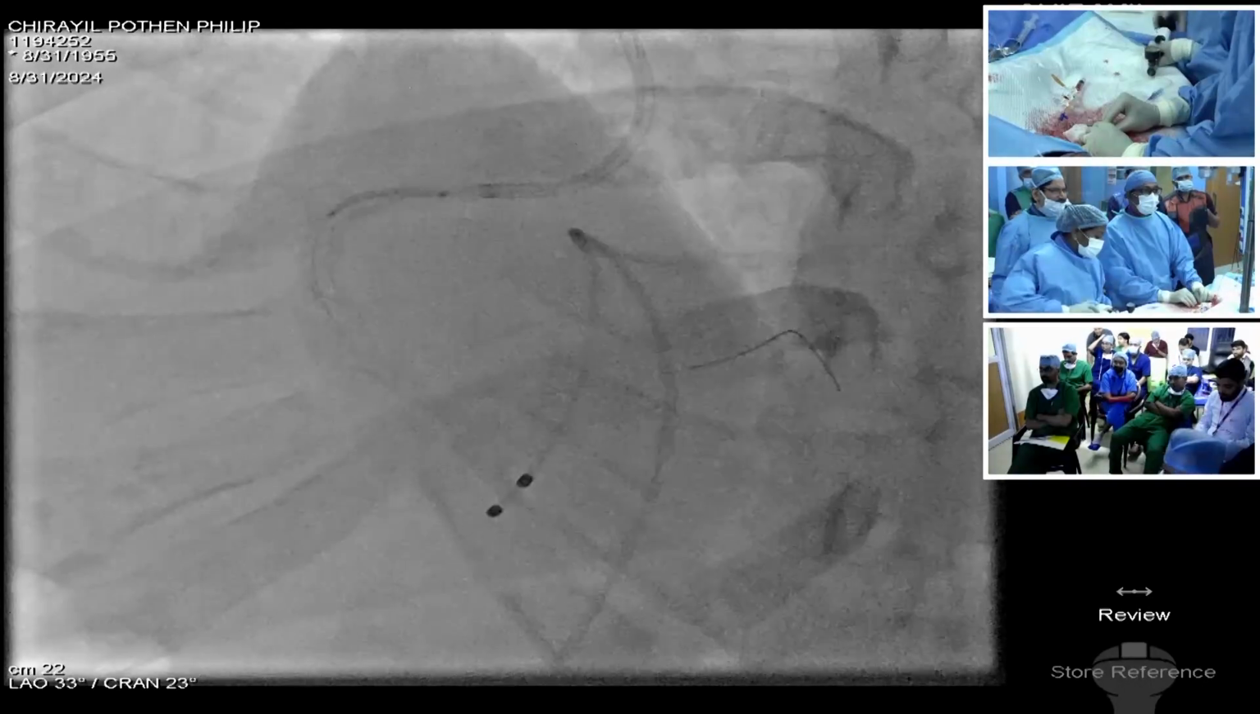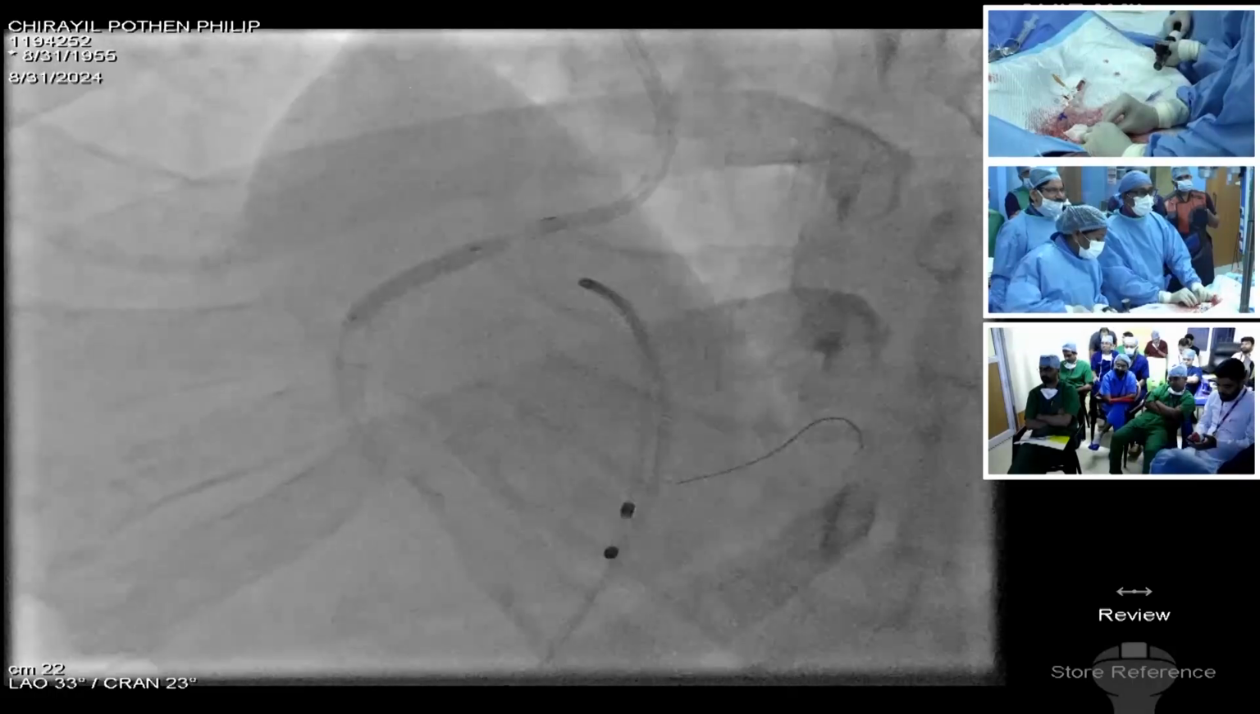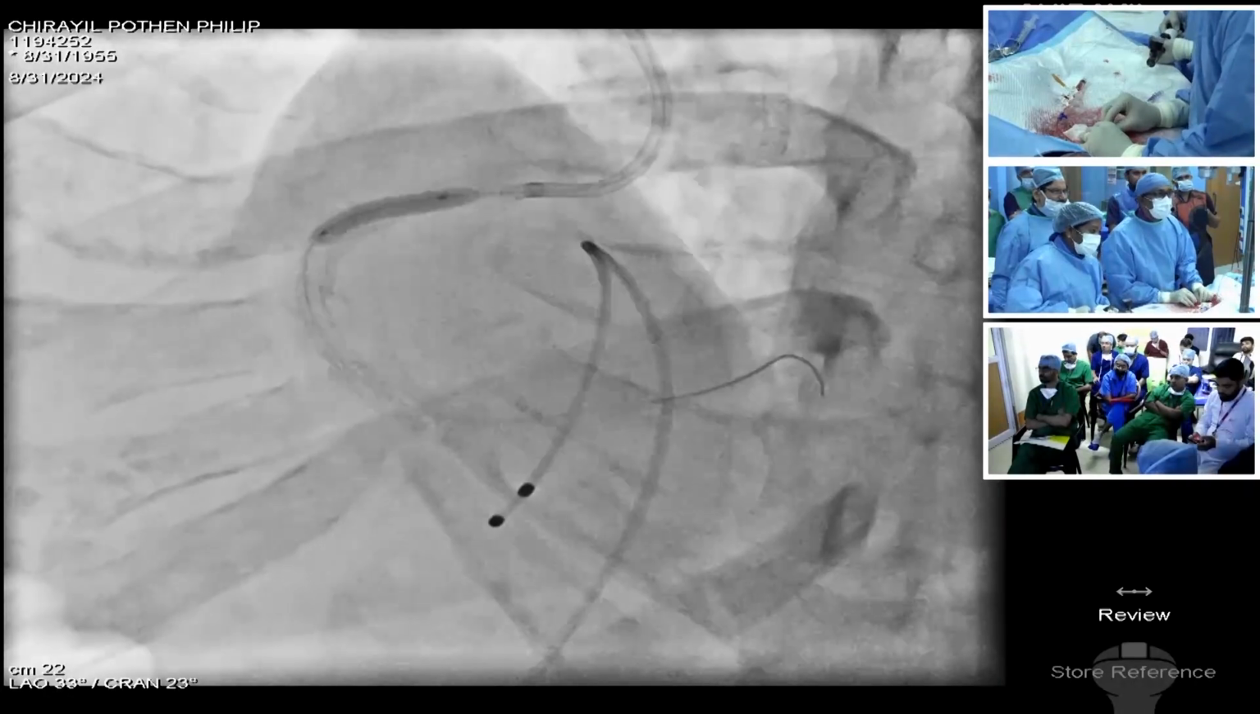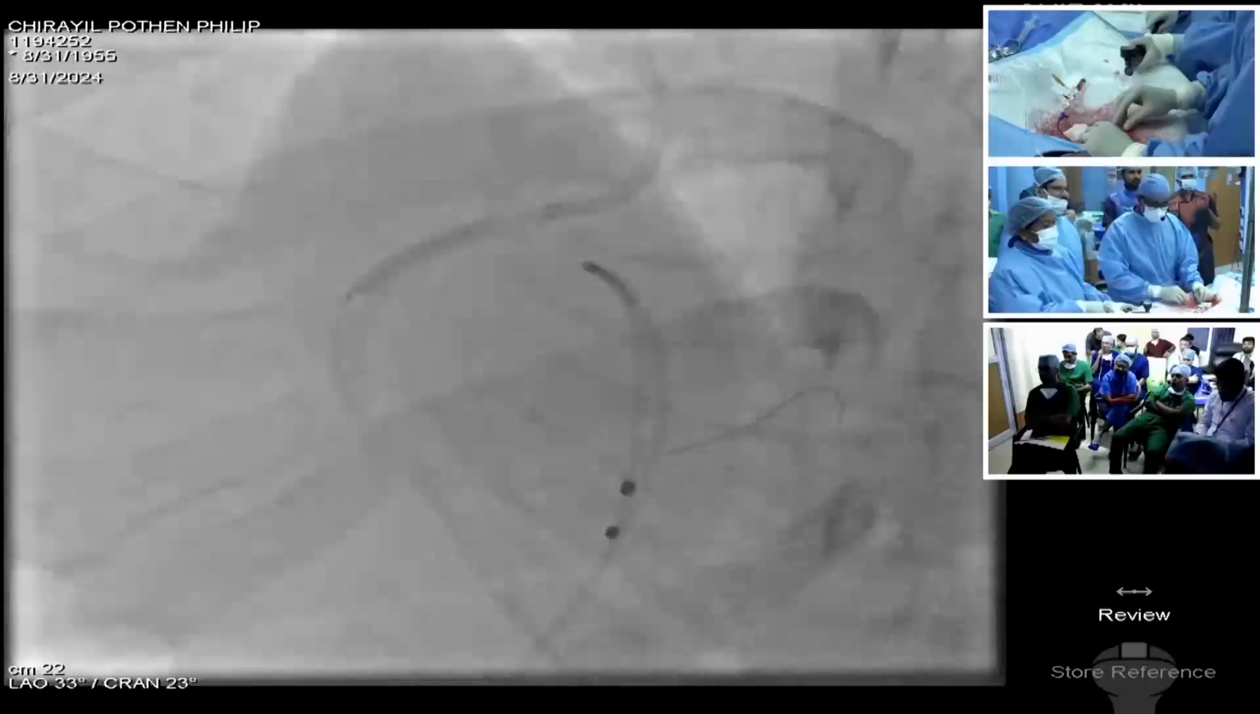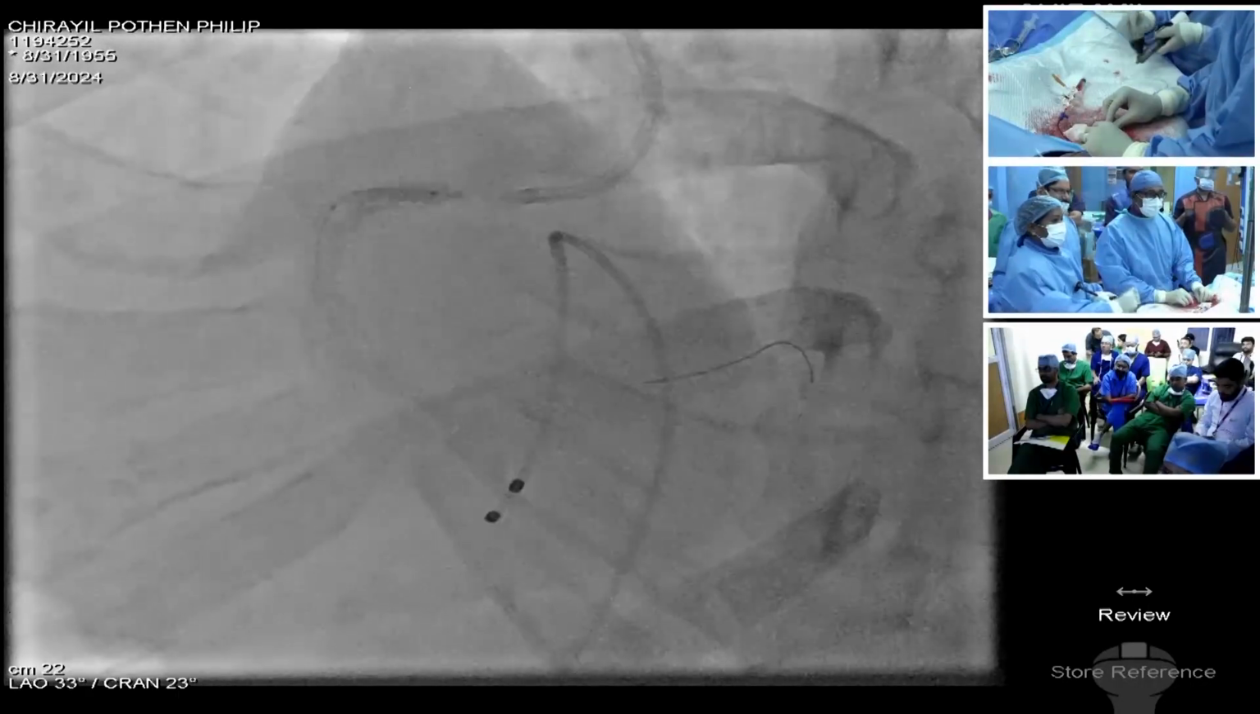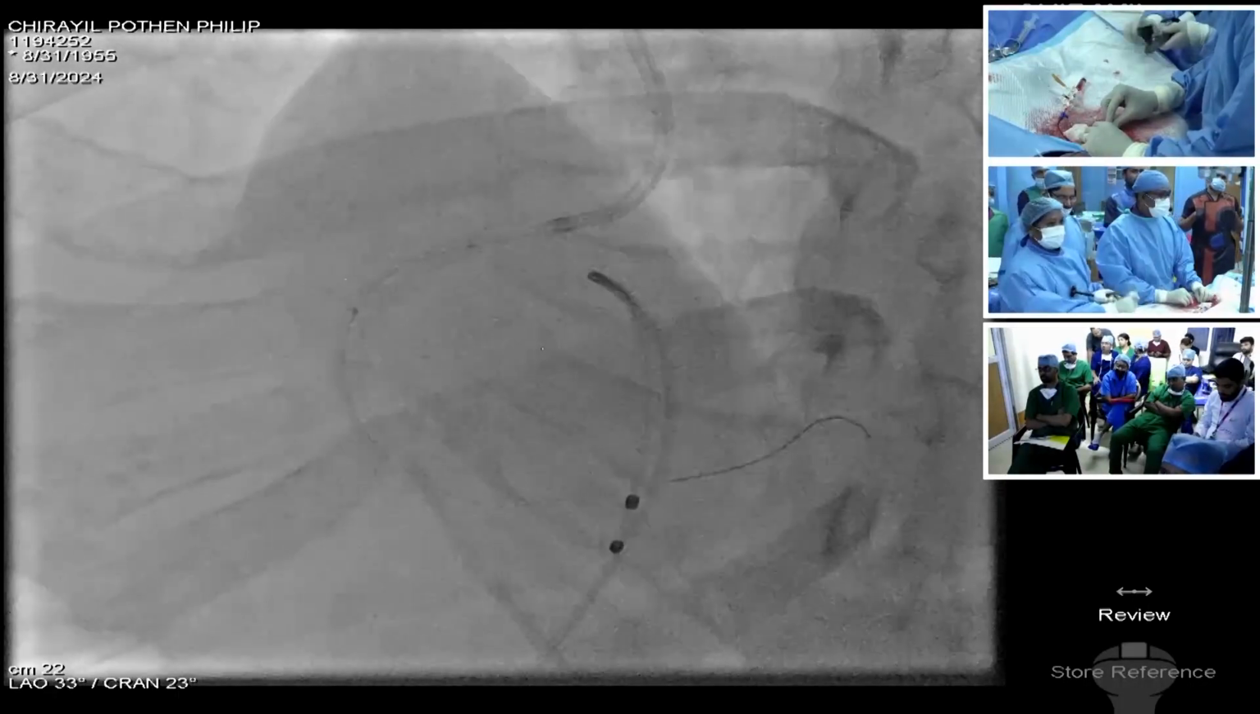12, 14. Yes. And 16. Negative. Now the NC balloons, 3.5 and 4.